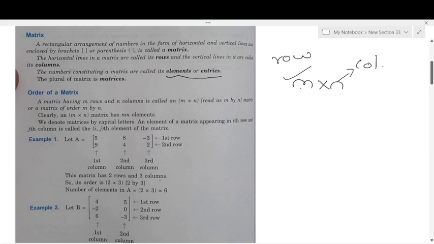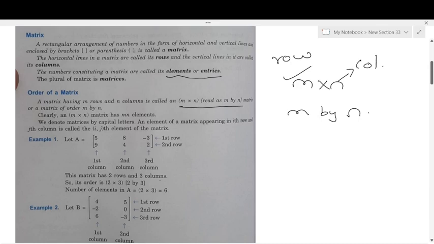So first preference is always given for row and then column. You have to read this as m by n, not m into n. You shouldn't read it as m into n. This is read as m by n matrix. That is known as order.